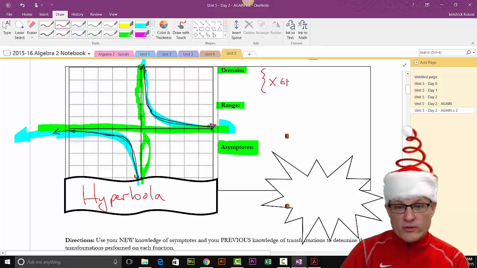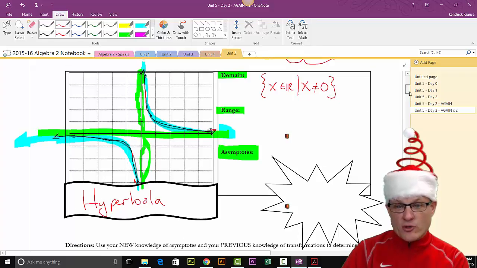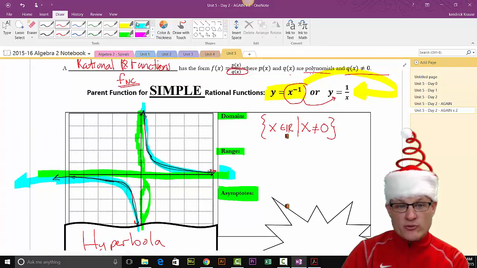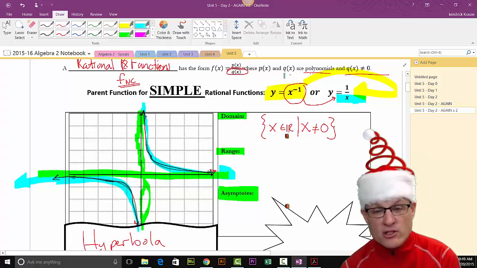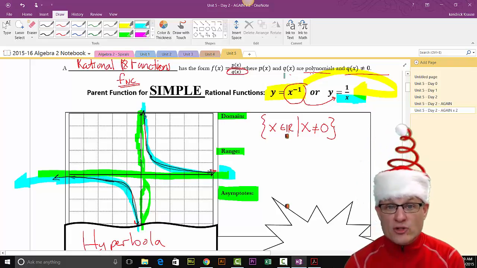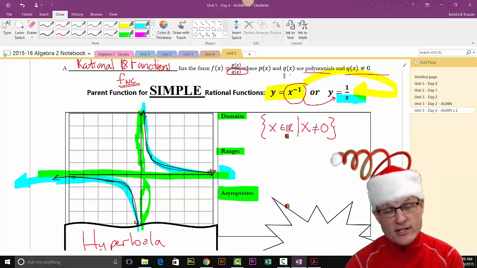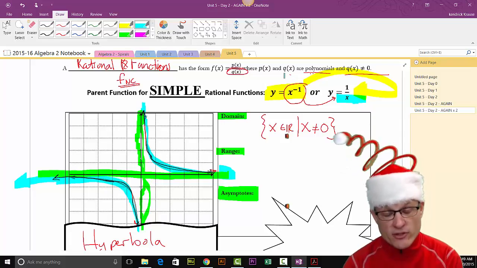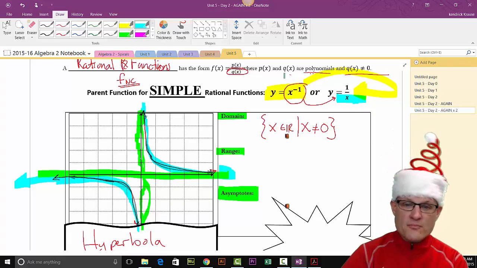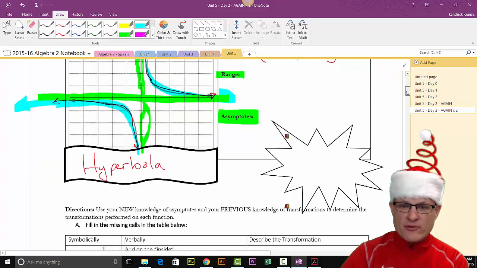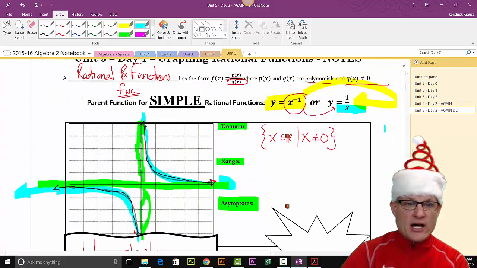So x is in the set of all real values, such that x cannot equal 0. And it really should come as no surprise to you that x can't equal 0, because we've talked about before that you can't have 0 in the denominator of a fraction. And so clearly, if x equals 0, that fraction becomes undefined. You can't have a 0 in the denominator of a fraction, otherwise it's an undefined fraction.